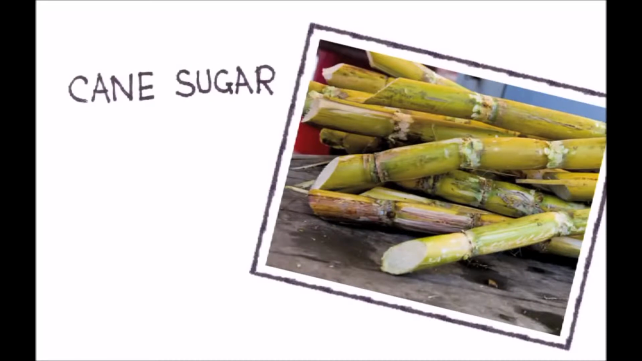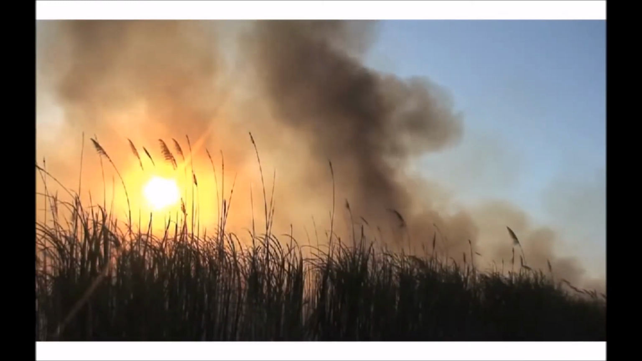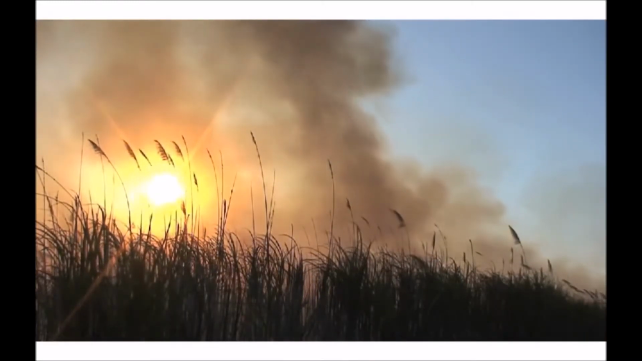Cane sugar. Sugar cubes don't grow on trees. In fact, it takes a number of steps to turn sugar cane into refined white sugar. First, the cane field is set on fire to remove dead leaves.